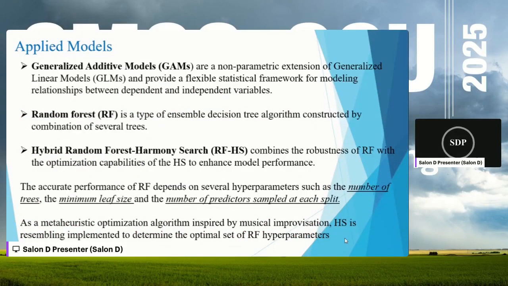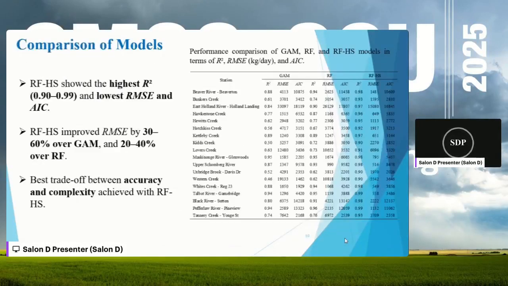We applied three models. Our first model is the generalized additive model, GAM, a non-parametric extension of the generalized linear model, and we also applied two machine learning techniques. First, random forest, which is the ensemble form of the decision tree, and also its hybridized version with harmony search algorithm. Random forest is very sensitive to hyperparameters such as number of trees, minimum leaf size, and number of predictor samples at each split. So the harmony search algorithm can optimize the standalone random forest and improve its accuracy.